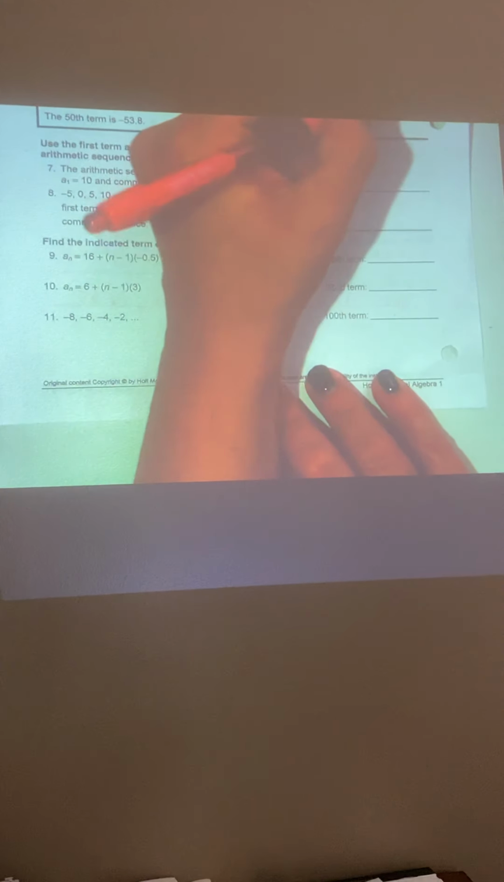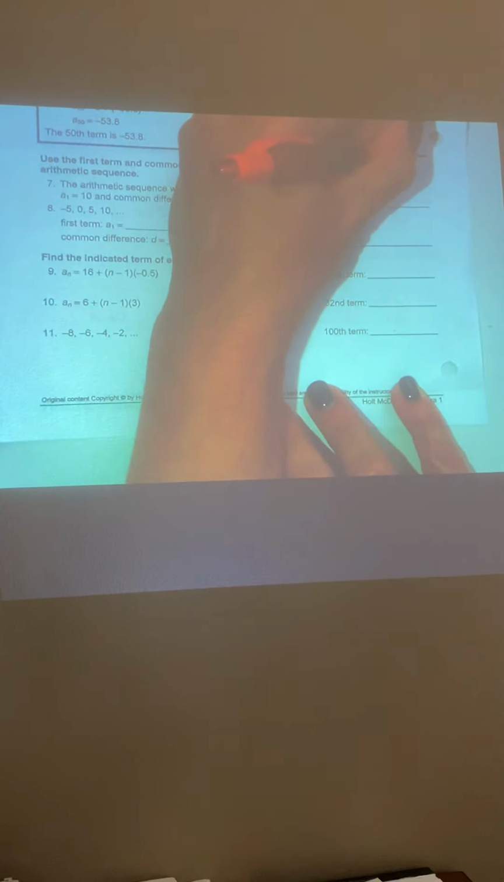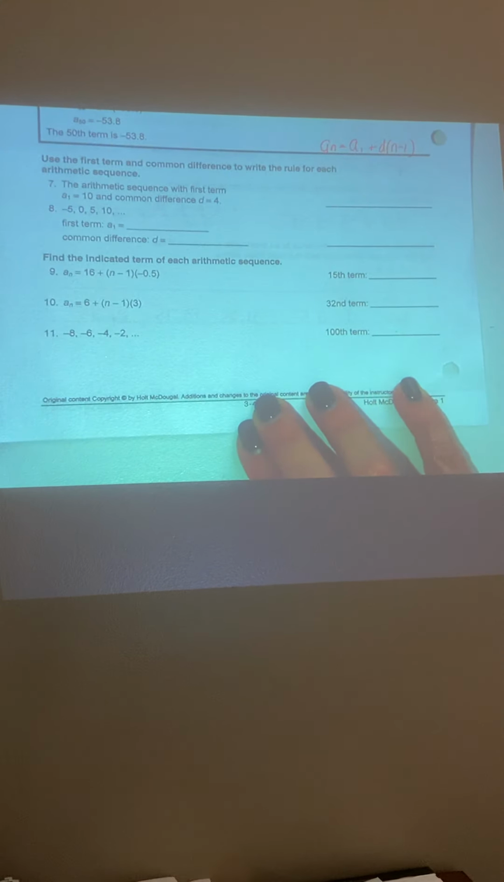Okay, so let's write the rule. A to the n equals A1 plus D times n minus 1. Here's my rule that I can look at.